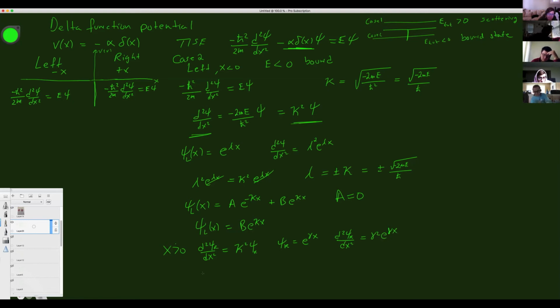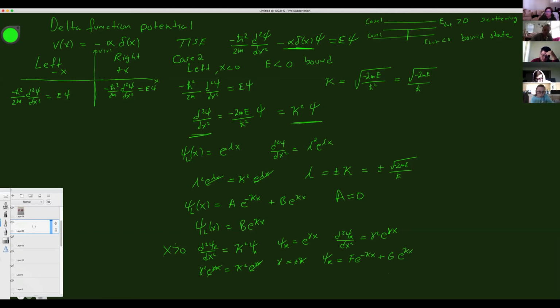So we plug everything in, and again we're going to get a very similar thing. We have gamma squared e to the gamma x is equal to kappa squared e to the gamma x. So those go away, and of course we get gamma is plus or minus kappa, once again. And so we can write down psi right is equal to f e to the minus kappa x plus g e to the plus kappa x.